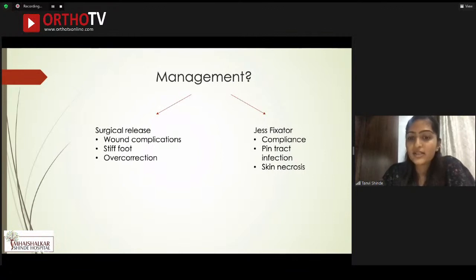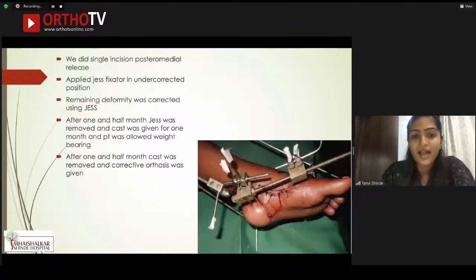As these patients traveled from far, we were skeptical about the compliance, and they belonged to a poor socioeconomic strata. Their parents were illiterate. So to avoid these complications, we thought to combine these two procedures. We did a single incision posteromedial release and applied JES fixator in an undercorrected position. The remaining deformity was corrected using JES.